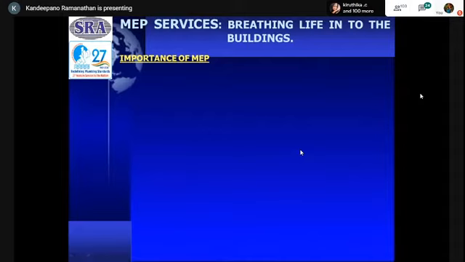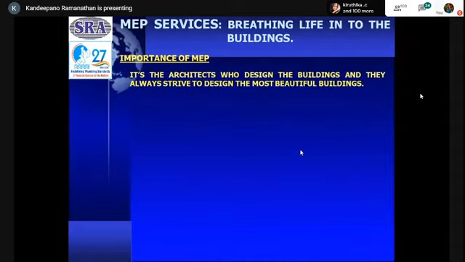Now, the importance of MEP. The architects who design the buildings always strive to design the most beautiful buildings. As a student community, you may not immediately understand the context of what I'm going to tell you because you are not experienced in that, unless some of the students' parents are architects or engineers in a similar field. It's some more years to go before you understand this personally.